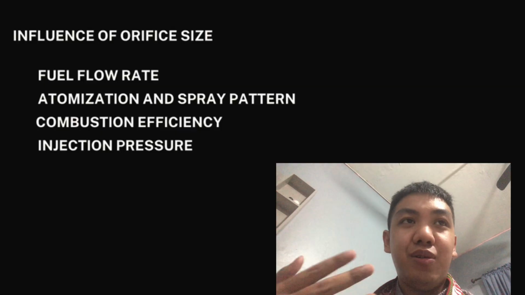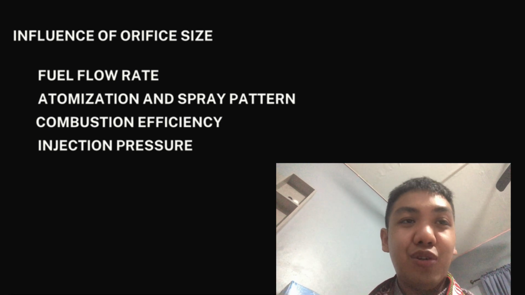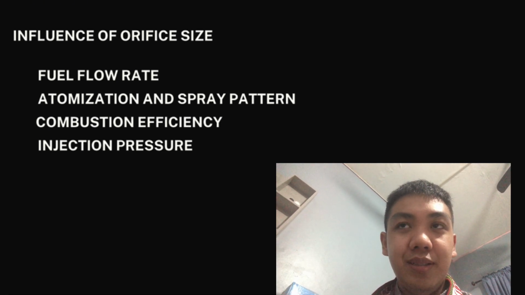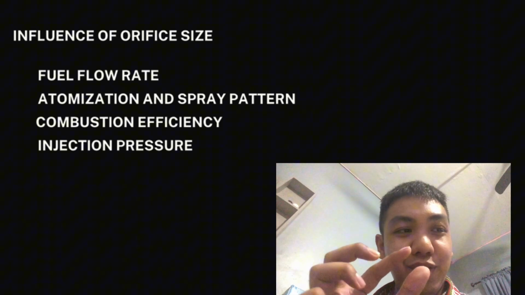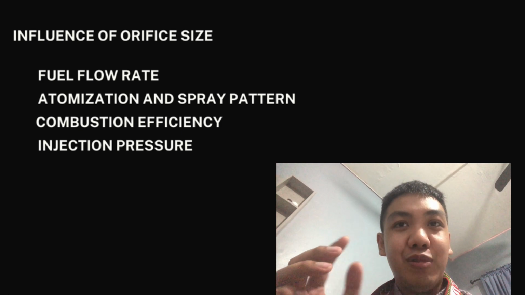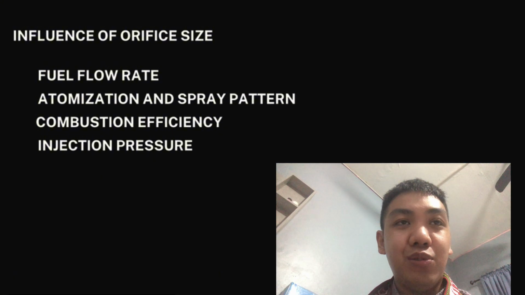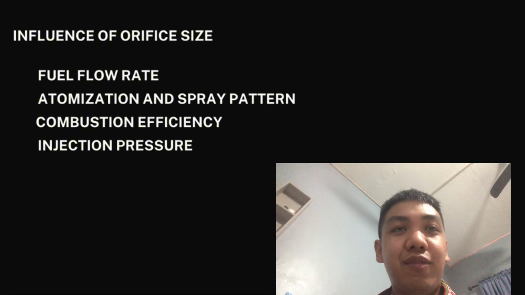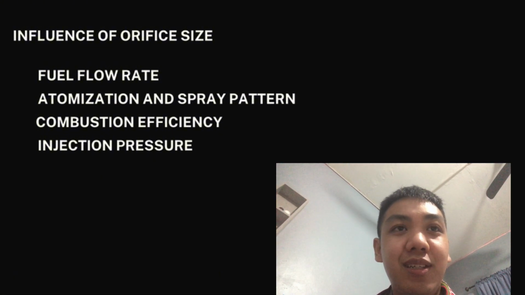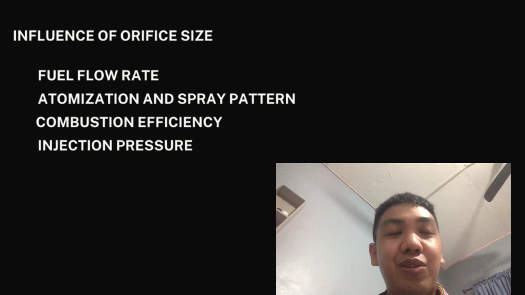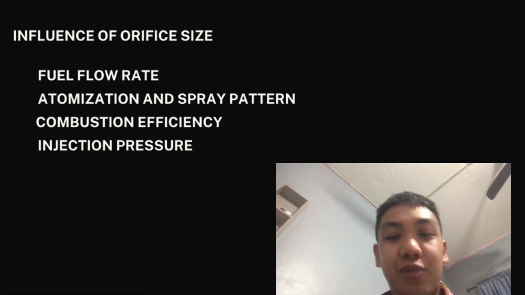Let's focus on fuel flow rate. If the size of the orifice is bigger, more fuel will be injected, and it will also cause more power, more combustion to occur. But if the orifice is too big, it will create overflow of fuel, which can cause the fuel to burn inefficiently, or can also result in unburned fuel.